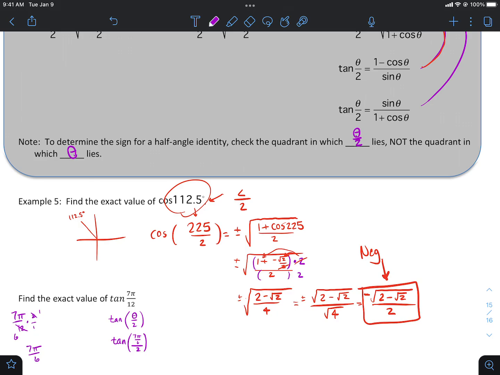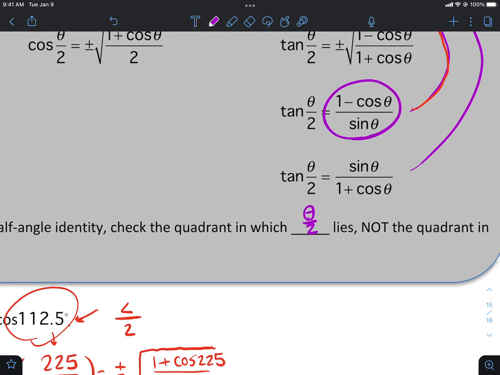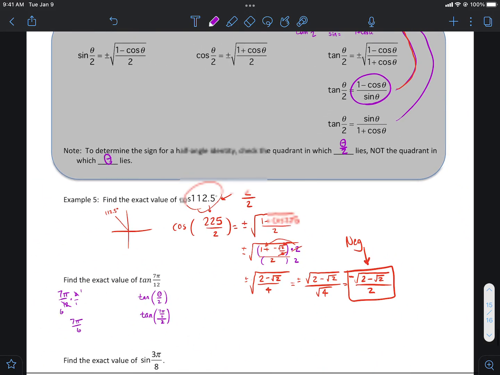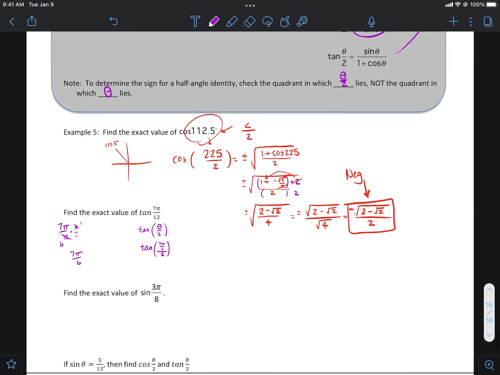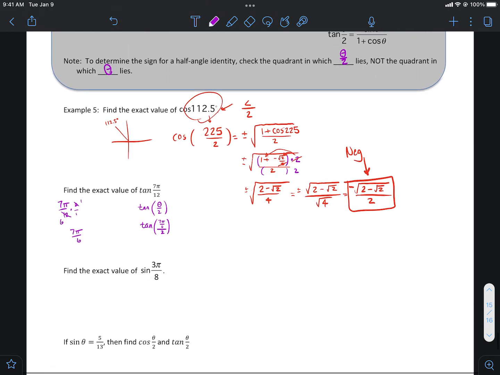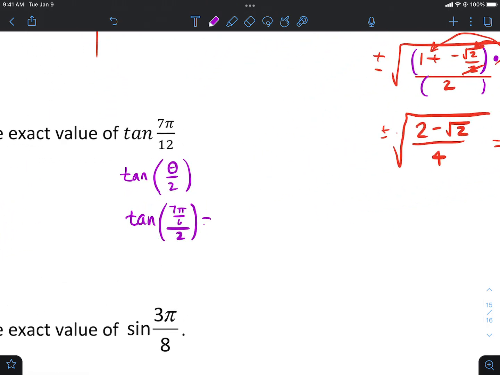I will usually try this first one here, or I guess really it's the second, but I usually try that one there first. Because with the second one, if you get a root in the bottom, you're going to have to rationalize the denominator, and that does make the problem a little bit complicated. So more times than not, I'm going to try that second one there. So let me go ahead and show you what that's going to look like here.